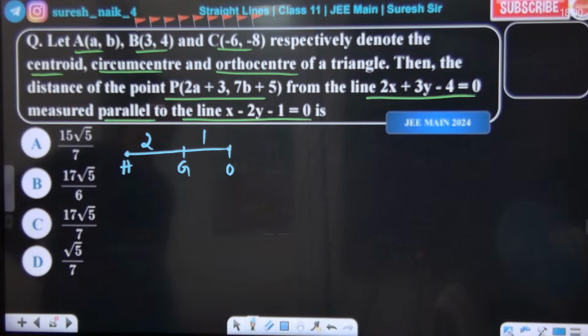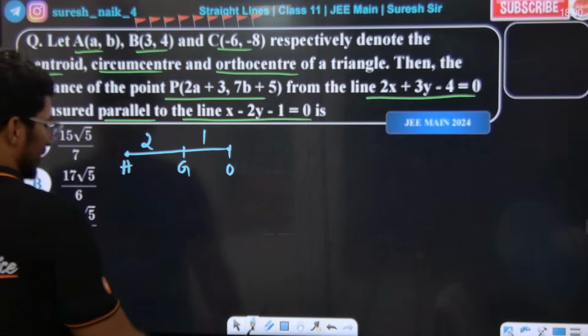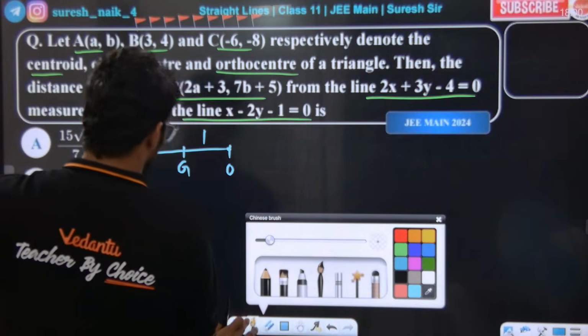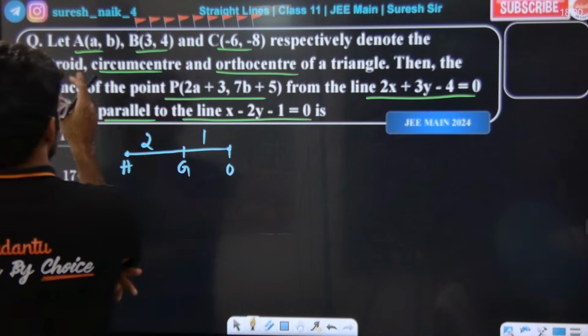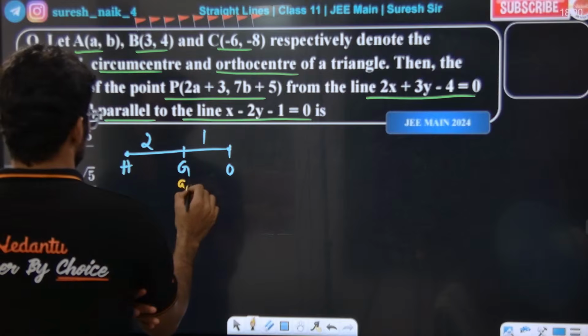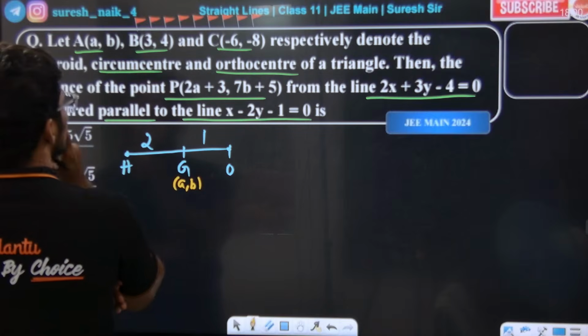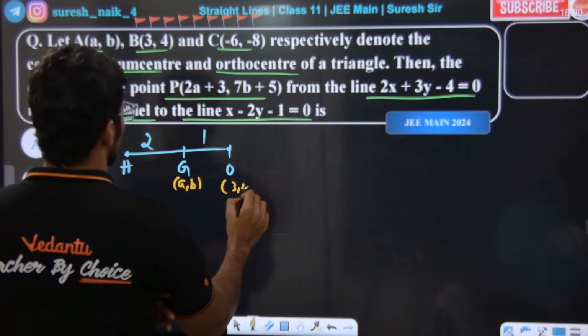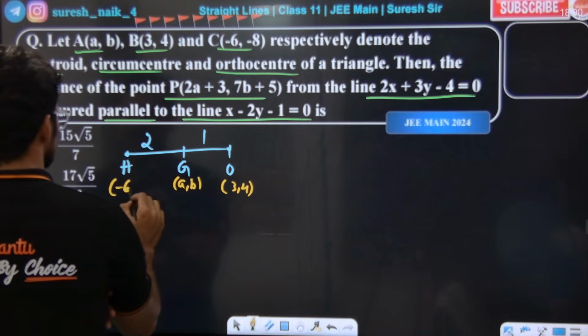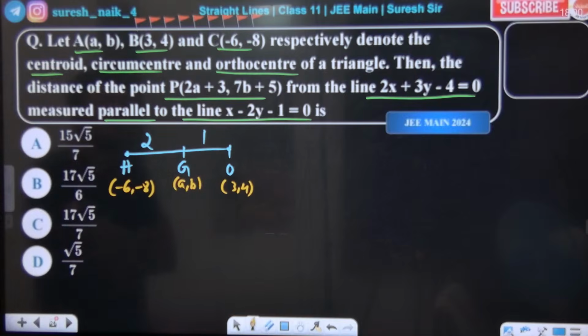Everybody listen to the class. A is what basically? The centroid. This is A comma beta. Circumcenter is what? B point. This is the circumcenter, 3 comma 4. This is the orthocenter. Correct or not? C is the orthocenter and B is the circumcenter. A is the centroid. Very good, sir.